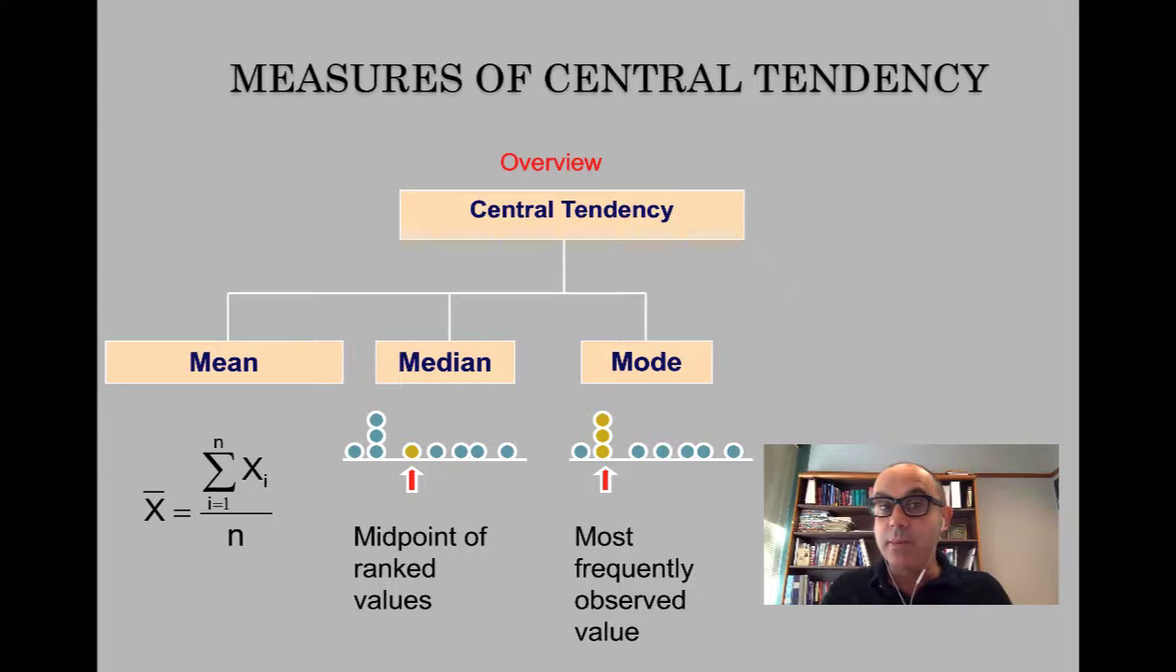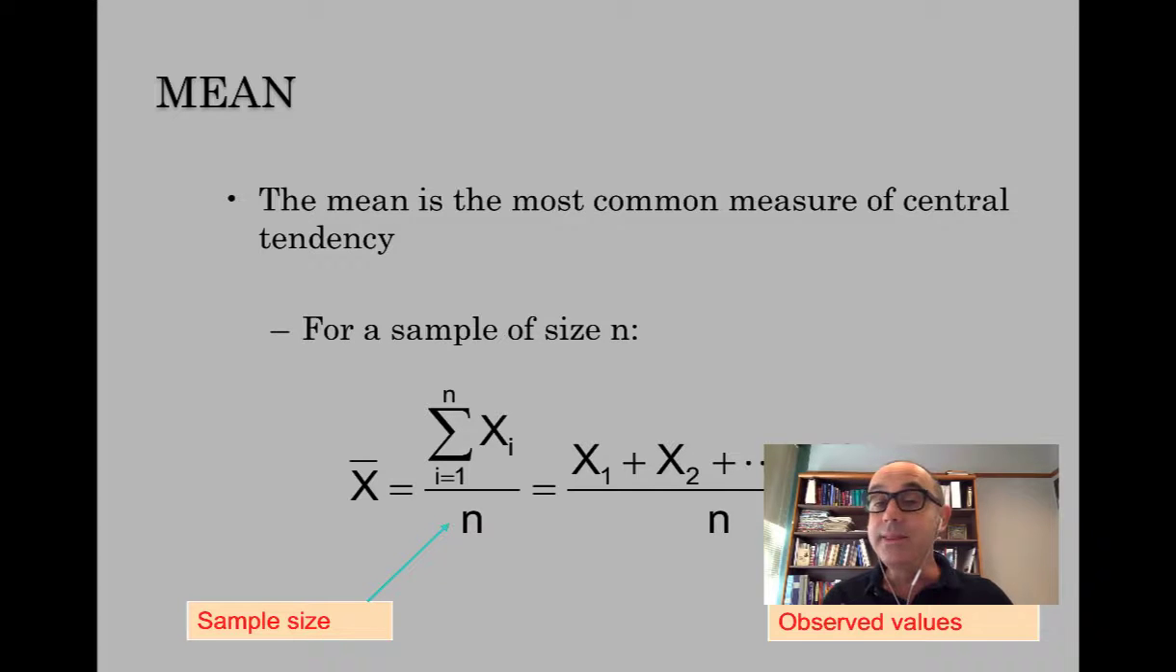So let's start with the basics, the central tendency. We are trying to figure out what is the central tendency of the entire data set, which means that we are going to look at the mean, we are going to look at the median, and we are going to look at the mode. The mean is the most common measure of central tendency.